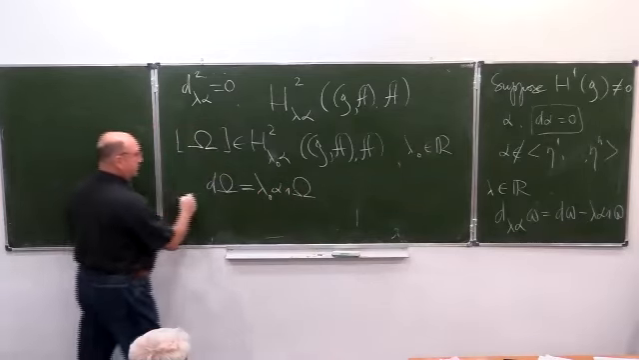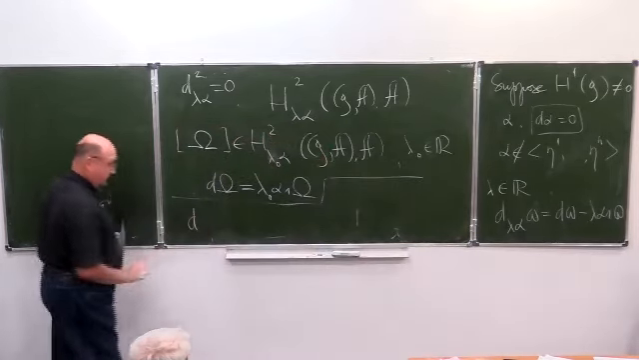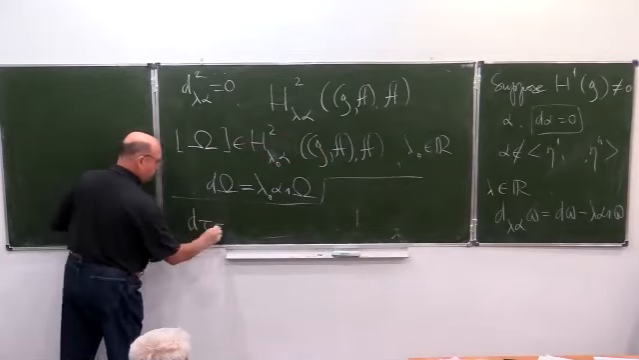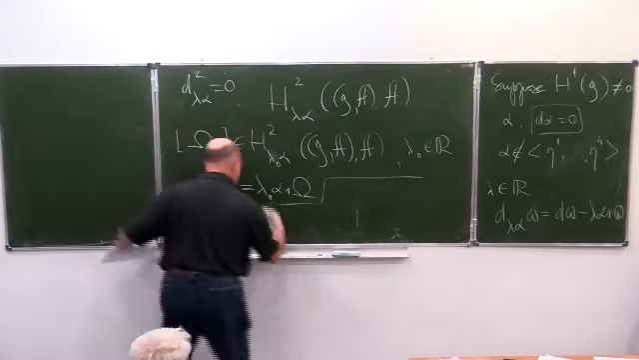Then define a new equation for an unspecified one-form tau. Consider the following equation.